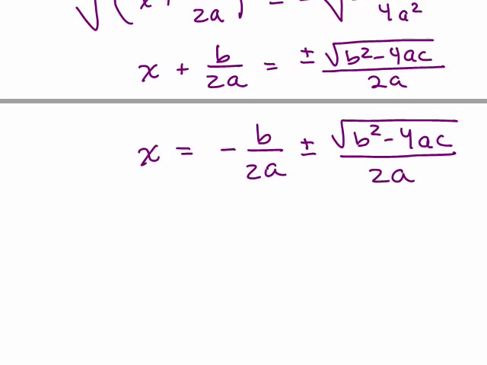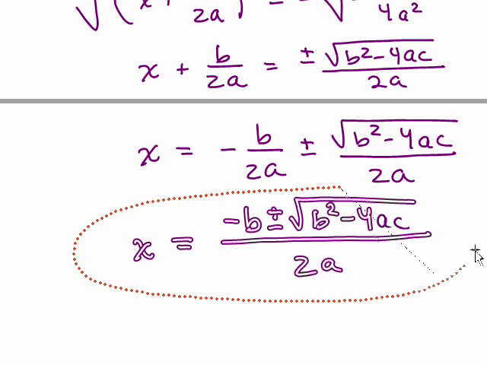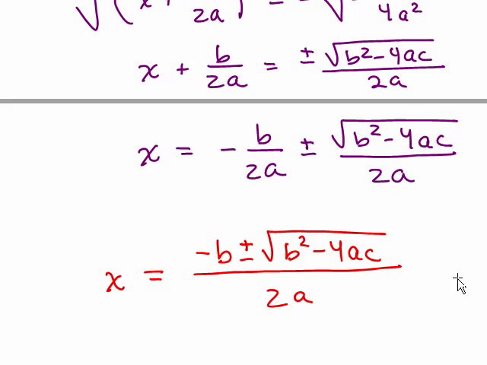And, oh, great, common denominator. So I have it all over 2a. We have negative b plus or minus the square root of b squared minus 4ac all over 2a. Awesome! There it is, the quadratic formula. Sing it one more time. x equals negative b plus or minus the square root of b squared minus 4ac all over 2a.